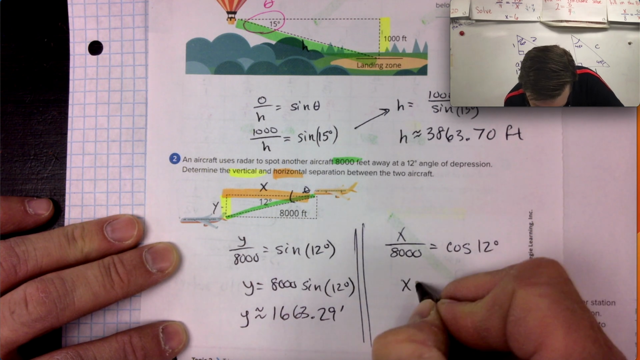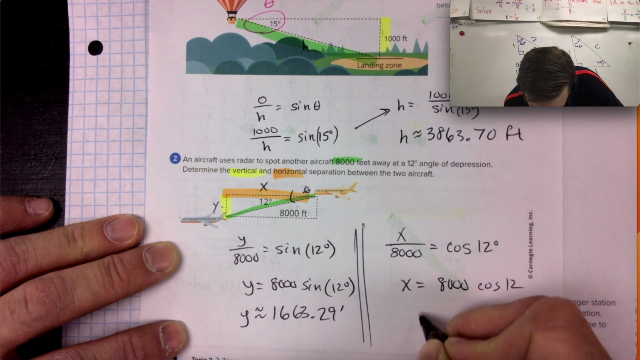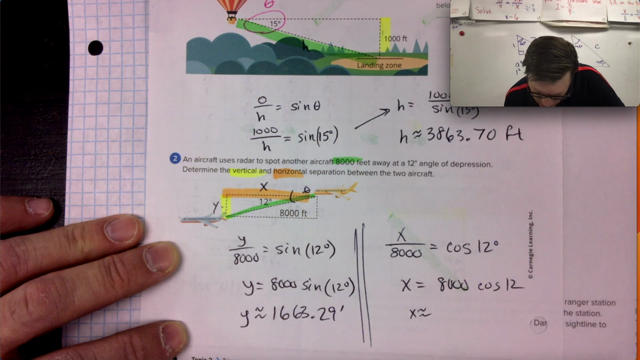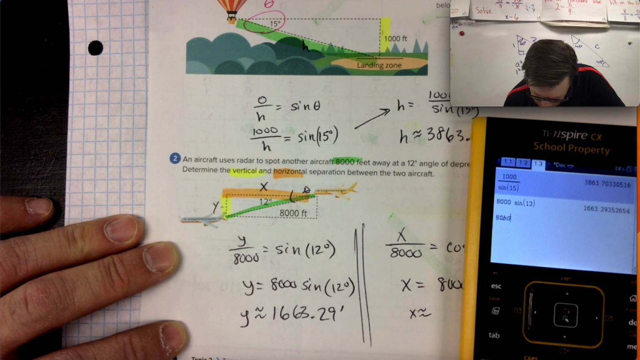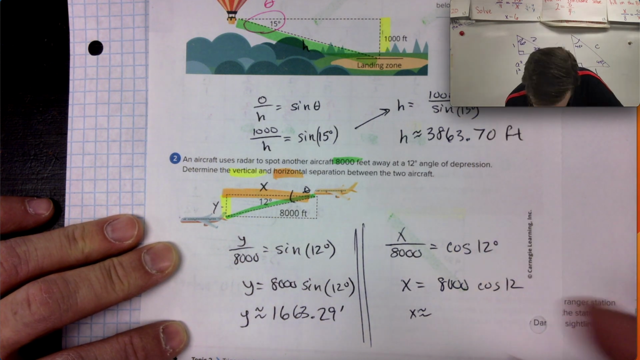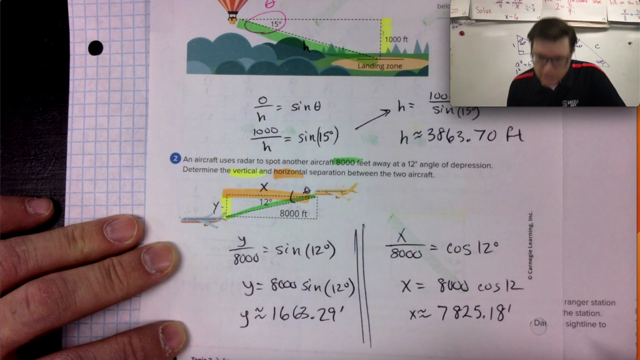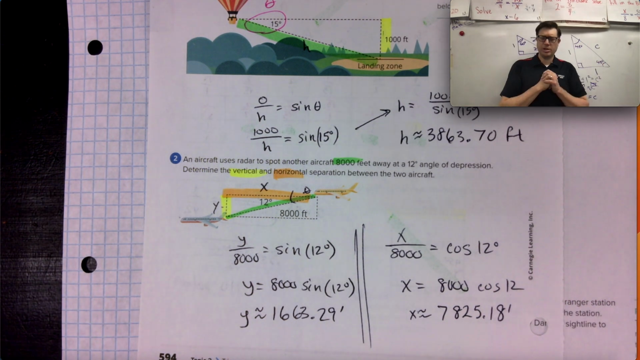Okay, so then X over 8,000, because it's adjacent over hypotenuse, is equal to the cosine of 12 degrees, which means X is exactly equal to 8,000 cosine 12, or X is approximately equal to 8,000 cosine of 12, 7,825.18 feet.